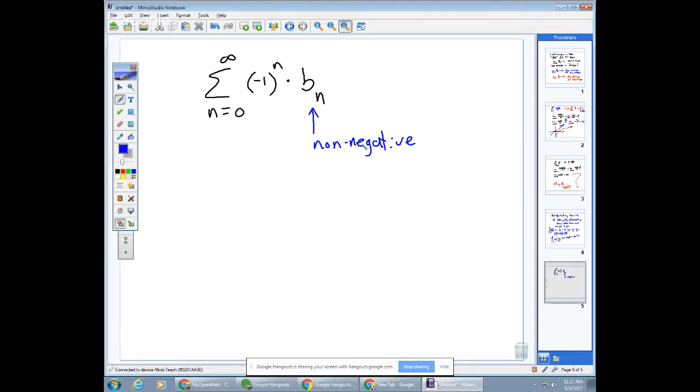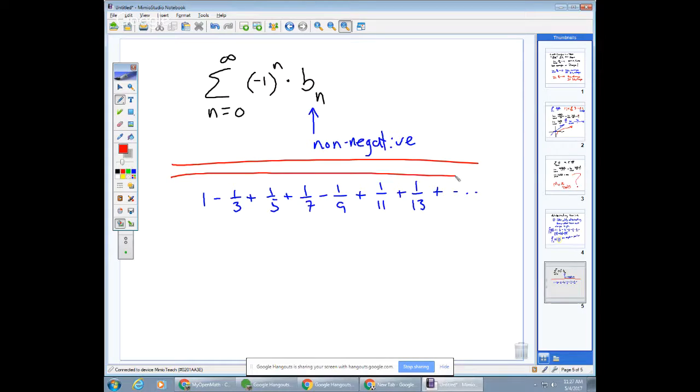And then there's other kinds of series that alternate, but not so regularly. So you could end up with a series that looks like 1 minus 1/3 plus 1/5 plus 1/7 minus 1/9 plus, what would be next, 1/11 plus 1/13. And maybe there is a pattern to the alternating, maybe there's not. Okay, and that can be engineered to happen in a few different ways. So this guy right here is not strictly alternating.